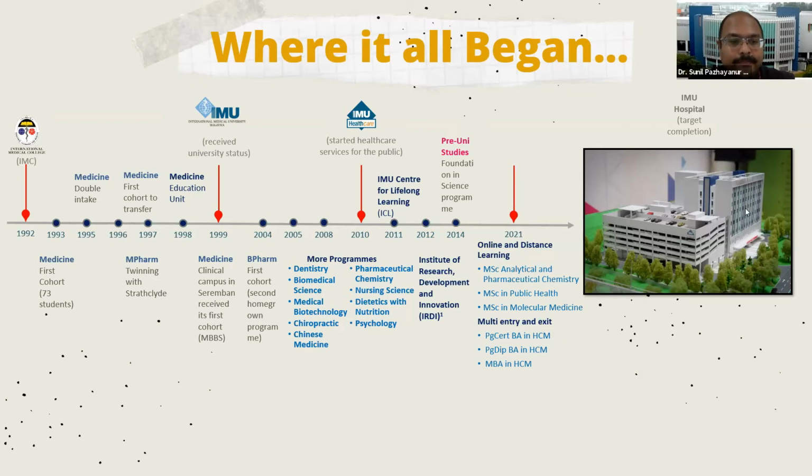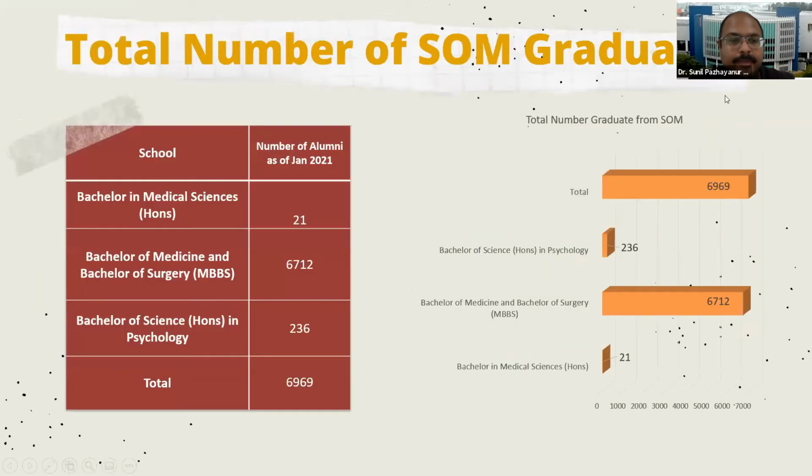Next slide, Cindy. I'll give you a very brief overview of the number of graduates we've produced. It's 29 years now since we started the medical program. We've also launched the psychology program as well as the Bachelor of Medicine, the Bachelor in Medical Sciences honors as well. So you can see the breakdown of the number of alumni. The MBBS program, having the larger number of students, has a big number of alumni, almost 6,700 students.